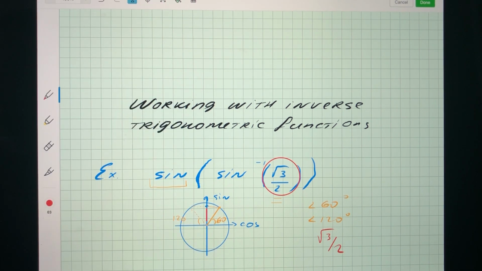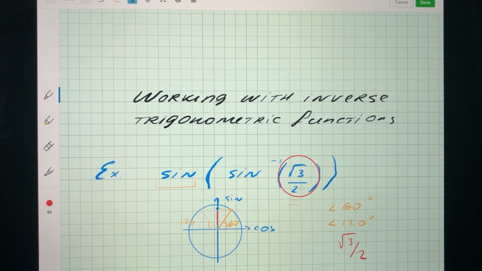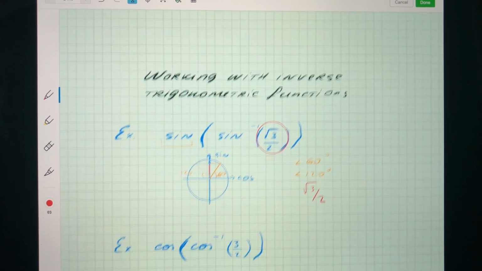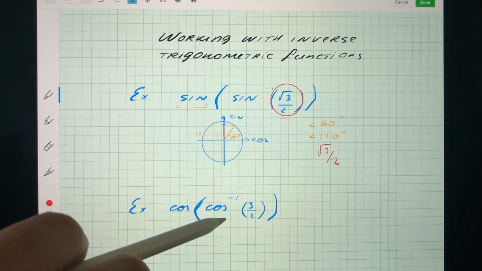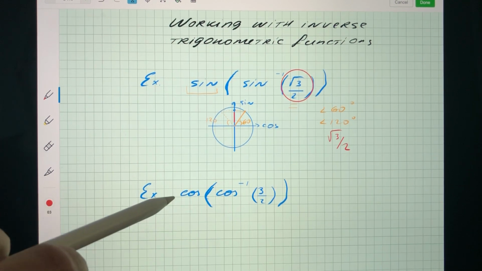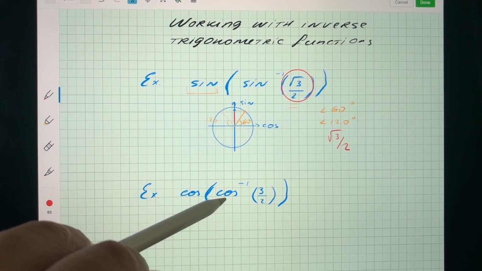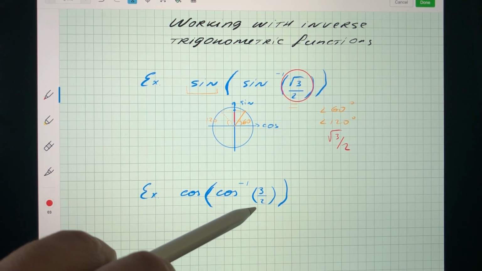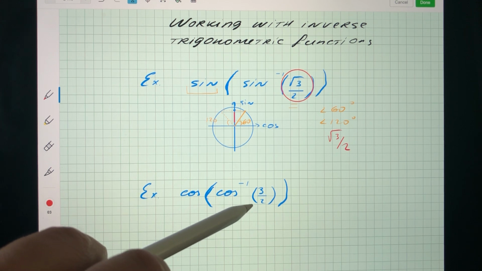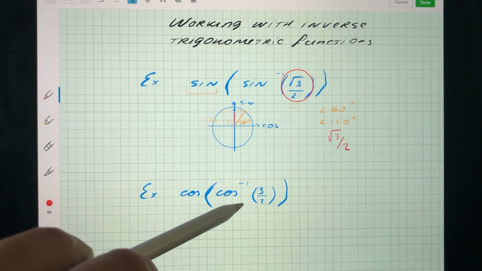Now let's look at the next example. Here we have almost the same setup. We have the cosine of cosine inverse 3 over 2. And so we might say, all right, the cosine and cosine inverse would cancel each other off, and I should get 3 over 2. And that would have been fine, except there is one huge problem.